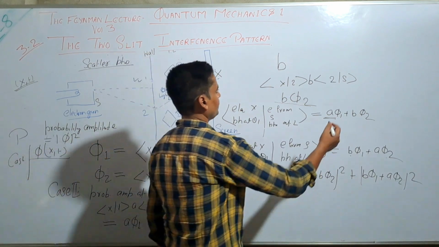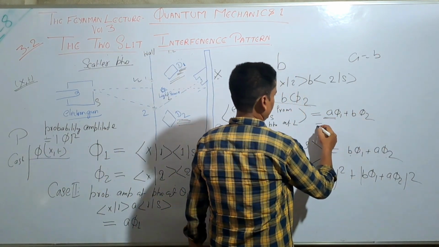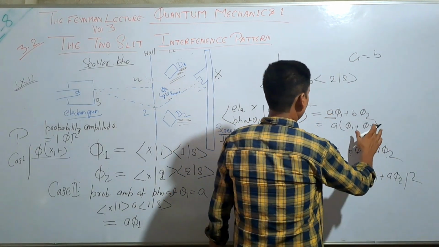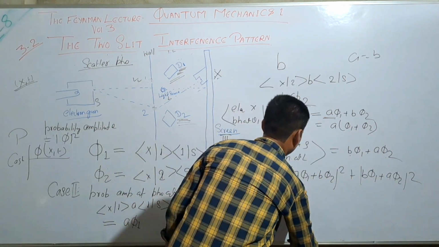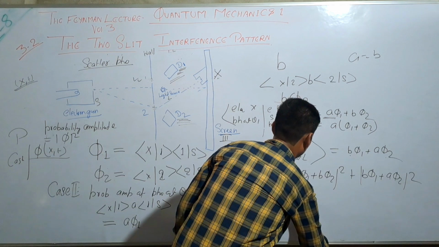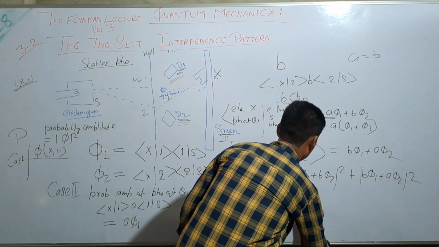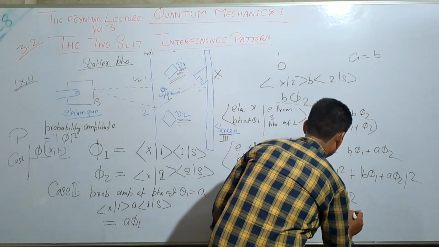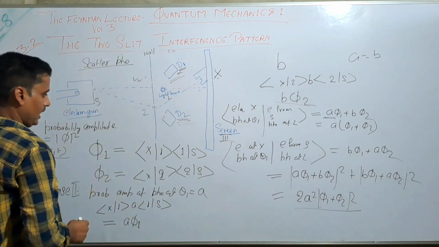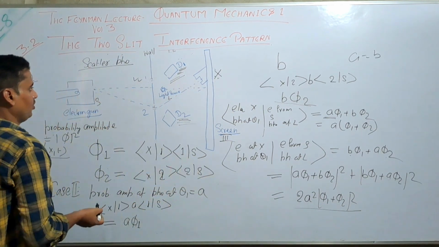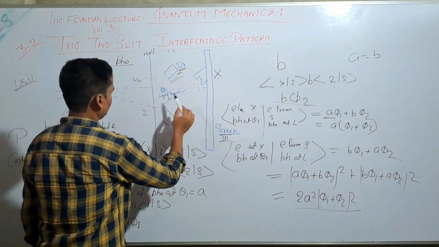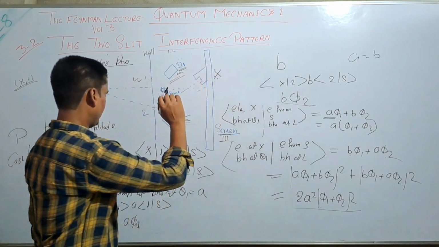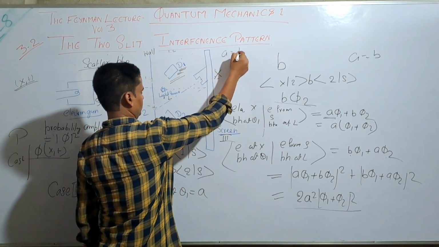Now suppose A is equal to B. In this case it becomes A times phi 1 plus phi 2, or 2A squared times phi 1 plus phi 2, whole squared. This is the total probability of the electron going through hole 1 or hole 2 and ending up at X, if the probability amplitude of detecting a photon at D1 and D2 is A equal to B.